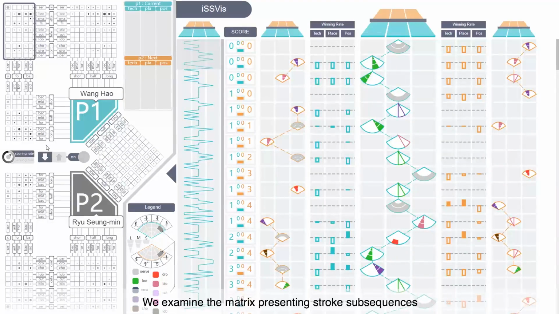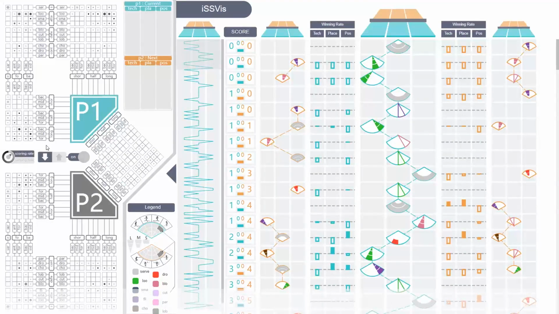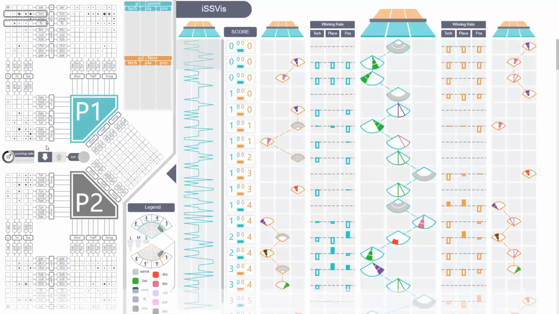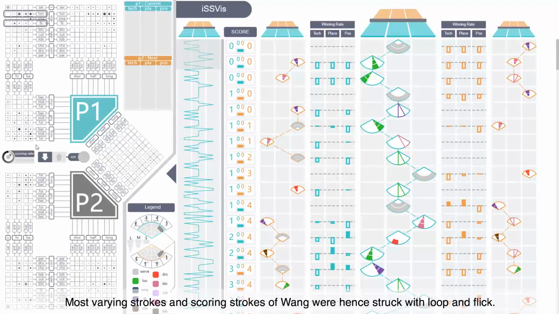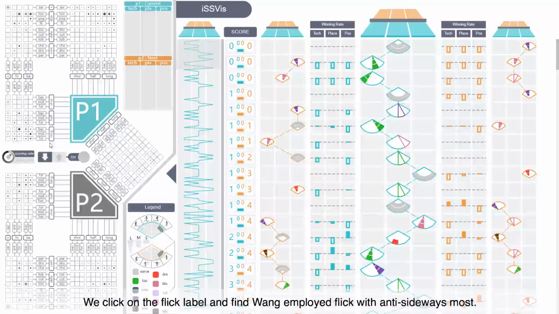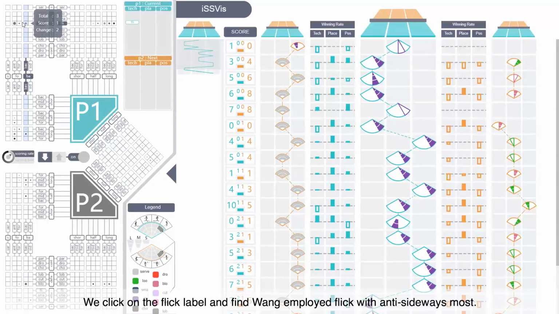Case Study 2. We examine the matrix presenting stroke subsequences specified by technique and position for Wang. We find some outstanding entries in the rows of loop and flick. Most varying strokes and scoring strokes of Wang were hand-struck with loop and flick. We click on the flick label and find Wang employed flick with anti-sideways most.